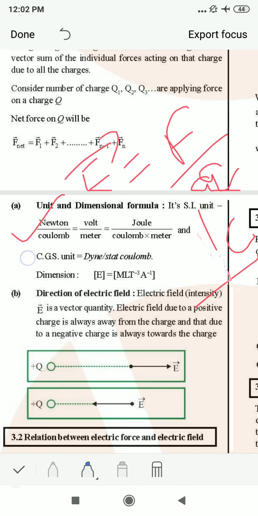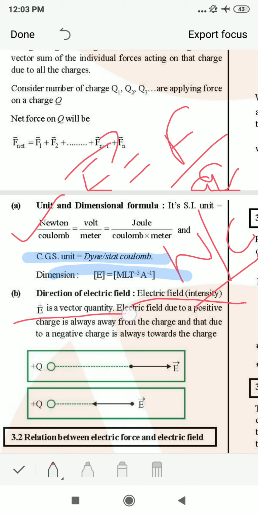The next is dimensions. We have studied about dimensions. The dimensions of electric field intensity are M L T to the power minus 3 A to the power minus 1. The next is direction of electric field. Electric field intensity E is a vector quantity, it has direction, so that is why it is a vector quantity.